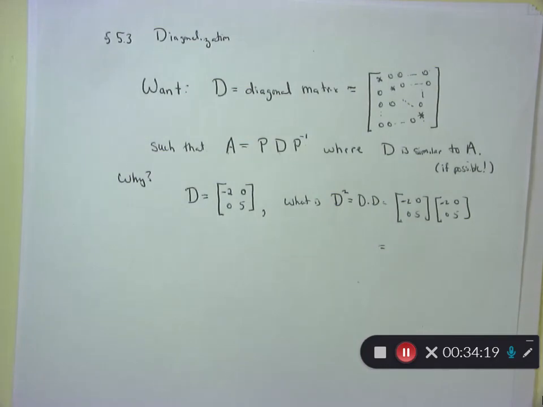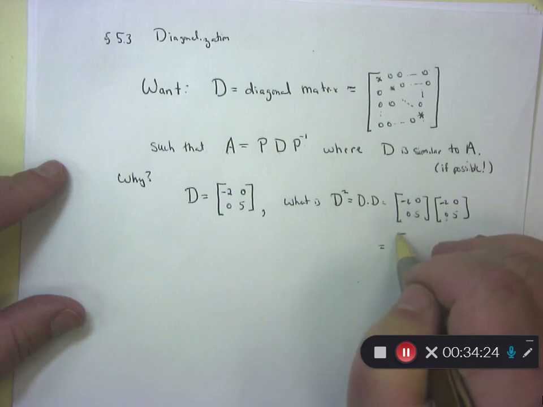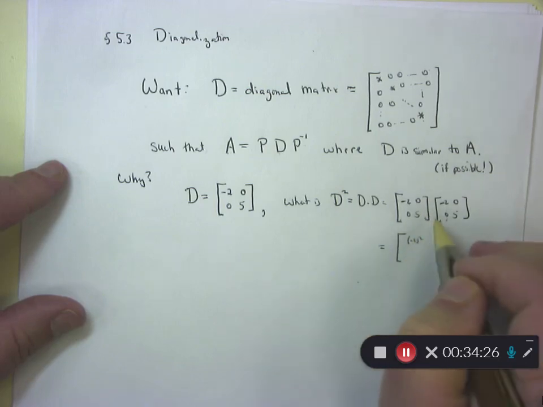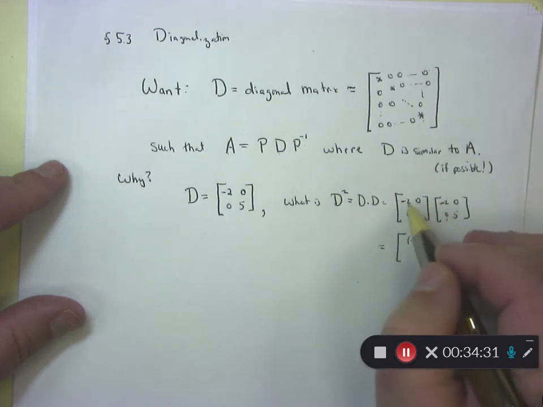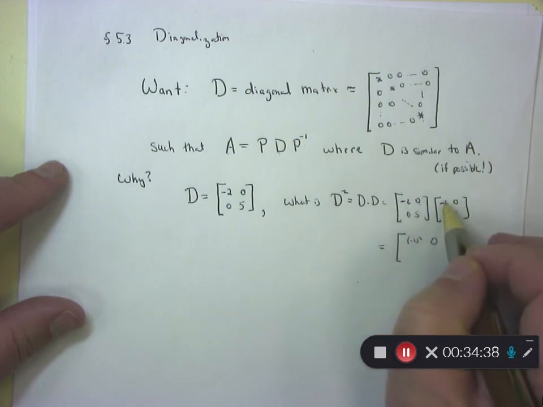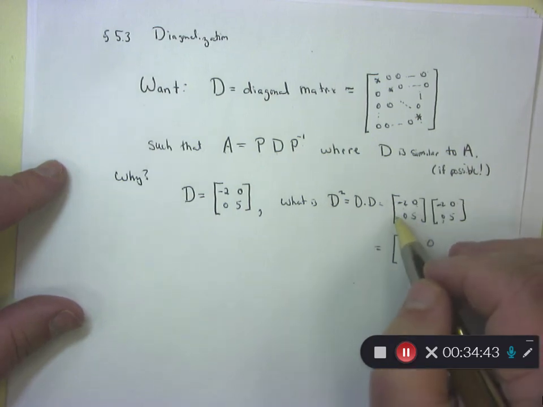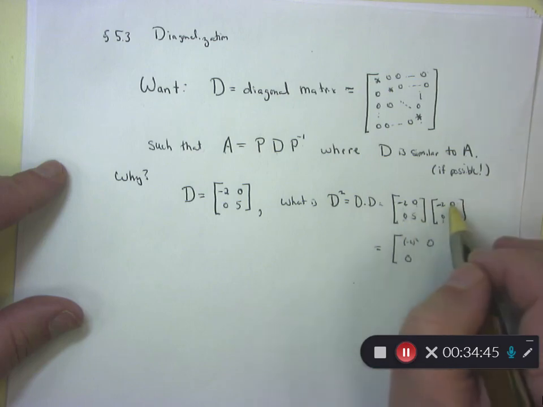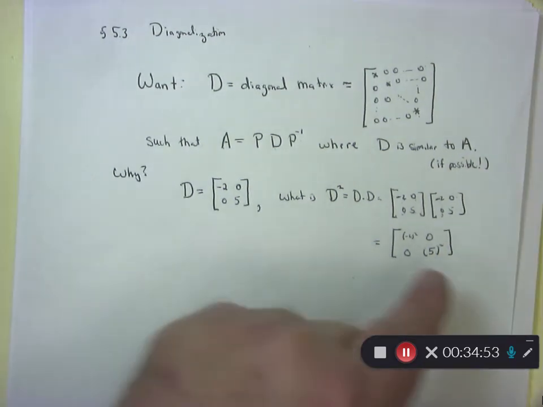Row by column. First row, first column, -2 times -2 would be (-2) squared, plus 0 times 0 is 0. First row, second column, -2 times 0 is 0, 0 times 5 is 0. Second row, first column, 0 times -2 is 0, 5 times 0 is 0, 0 plus 0 is 0. And then second row, second column, 0 times 0 is 0, 5 times 5 is 5 squared. Granted, it's 25, but I'm writing it like this for a reason.